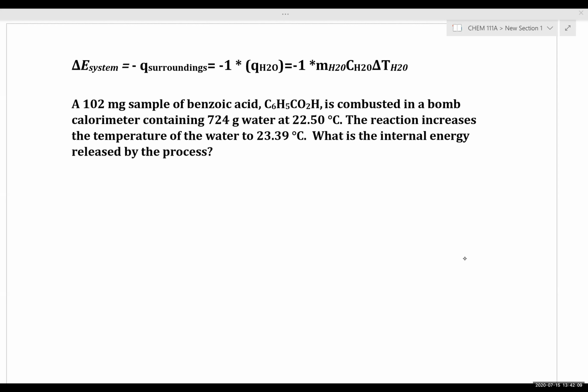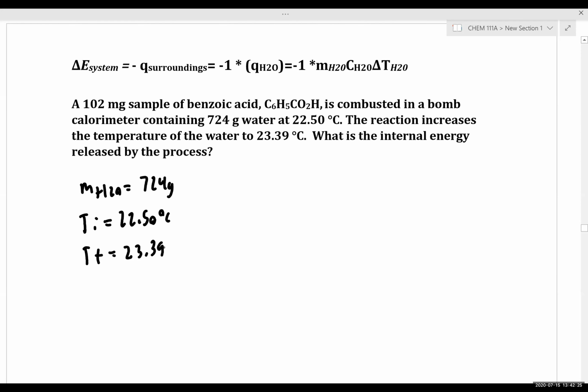Okay, so let's discuss this example. So we know first and foremost that the mass of water is 724 grams. The initial temperature is 22.50 degrees Celsius. The final temperature is 23.39 degrees Celsius. And the specific heat of water is 4.184 joule per gram degree Celsius.